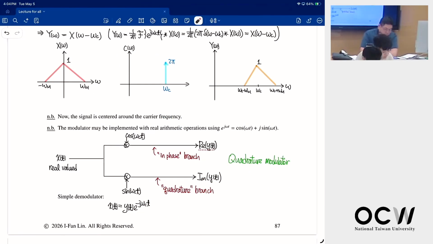So in this case, my signal, this is real valued. I can separate into two parts. First I times cosine, and then the second here I times sine. So in the result, this one is the real part of our output, and here it is the imaginary part of our output. We call this path here the in-phase branch, and then this one is the quadrature branch. So overall, this is like a quadrature modulator.